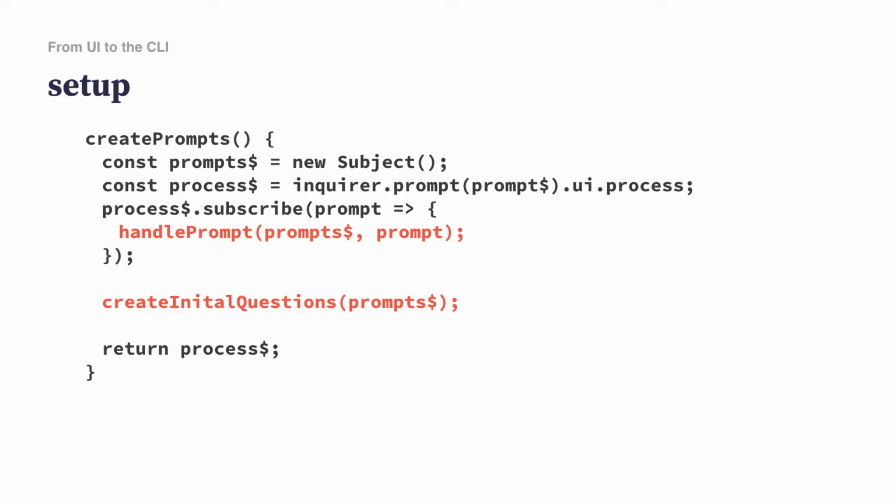What you do? So it has a couple of parts. First part is to create the prompts. You have to have a subject, which is the first line. Then you give it an observable. You call inquirer.prompt with the observable, and you subscribe to the process. And in the handle prompt, you're going to get each question after their answers, with the appropriate answer, of course. So I just create this setup, and then I create my initial questions.